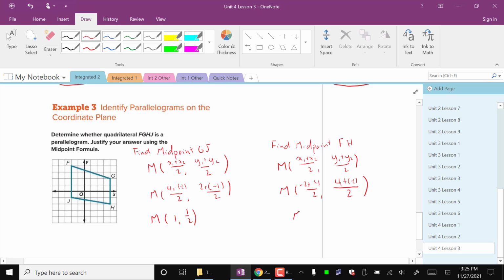So work this out. Negative 2 plus 4 is 2. 2 divided by 2 is 1. 4 plus negative 2 is 2. 2 divided by 2 is 1. Uh-oh, I have 1 and 1/2 for one midpoint, and I have 1 and 1 for the other. Not the same coordinate. So not a parallelogram.